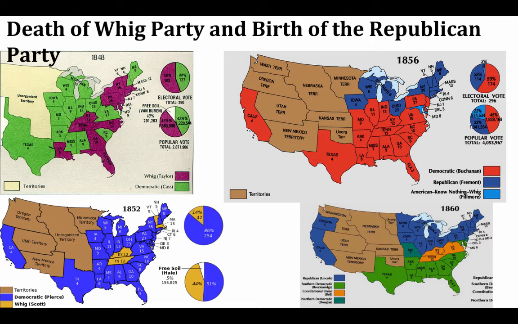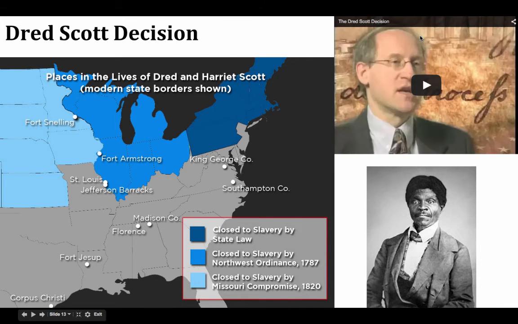Okay. However, by 1860, we see the death of national parties. By 1860, it's very clear that the country is now divided regionally. In the North, or in the free states, I should say, you have the Republicans, and then in the South, you have the Southern Democrats. Okay, so the national parties have been destroyed, and that's going to be a major cause for the Civil War.